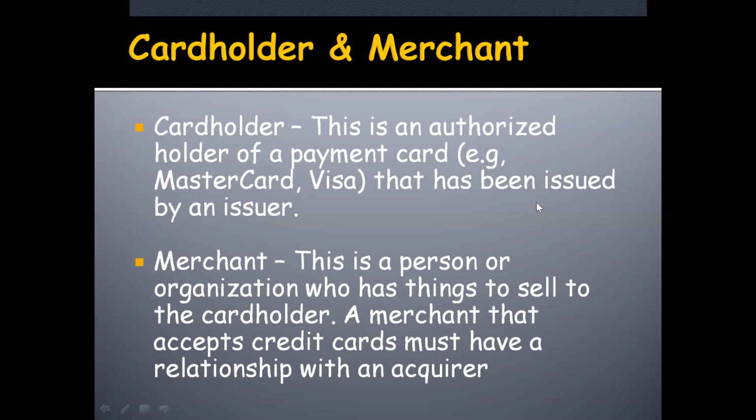The cardholder is an authorized holder of a payment card, who has a Master or Visa card issued by the issuer. Mastercard or Visa card companies used to issue those cards, so the issuer can issue those cards to the cardholder. The merchant is the person or organization who has things to sell to the cardholder. A merchant that accepts credit cards must have a relationship with the acquirer. I'm going to tell you who the acquirer is.